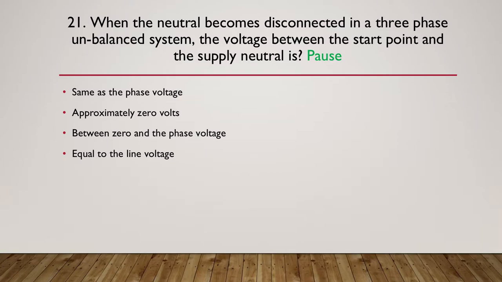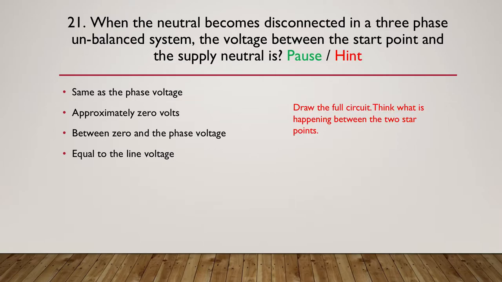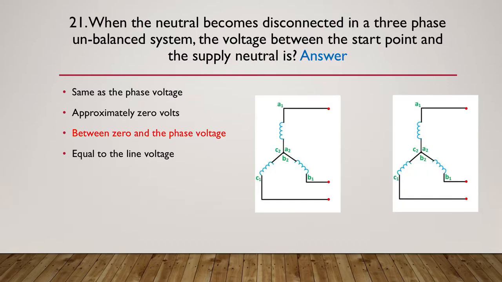Okay, time to give you a hint. So draw the full circuit. Think what is happening between the 2 star points. So draw the full circuit. What's happening between the 2 star points? So the answer is somewhere between 0 and the phase voltage.